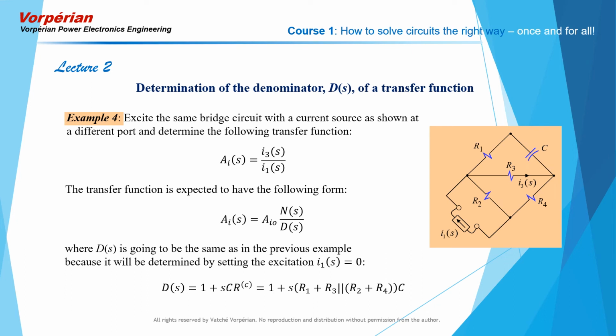AI0 is the current gain at 0 frequency when s equals 0. And that corresponds to when the capacitor is open, which is easy to determine. And we'll do that in the next slide.